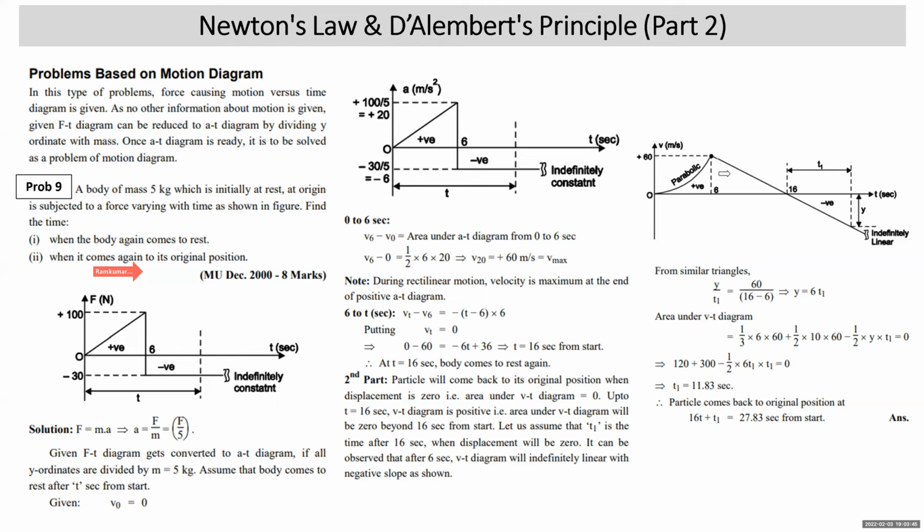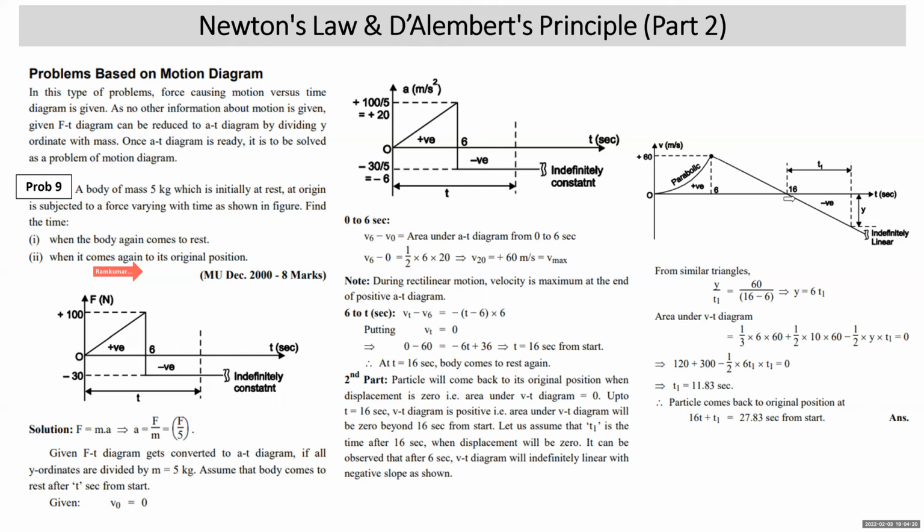Now, up to 16 seconds, you can see that VT diagram is positive. So is it possible that area under VT diagram will be zero? No. So that means there will be some instant after 16 seconds when displacement will be zero. So I'm assuming that displacement is zero after time t1 beyond 16 seconds. Then I assume this ordinate as y1. This is positive.